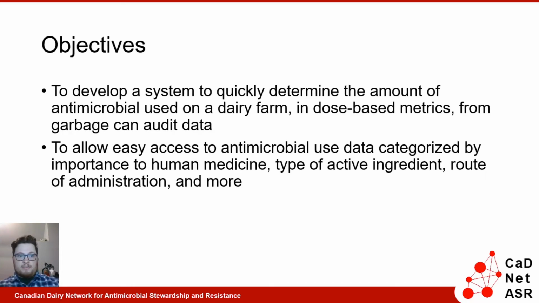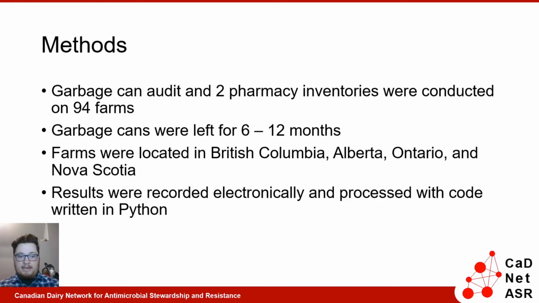The objectives of this study were to first develop a system that can quickly determine dose-based metrics from garbage can audits off of dairy farms, then can also break up all this data into categories that are useful for public health reasons and antimicrobial stewardship, particularly a category of importance, the type of drug, and how it's being administered. The data that we used is from the CaNet ACER project. This is conducted on dairy farms across Canada. In this data set, there are 94 farms that had completed their garbage can audit when I extracted the data.